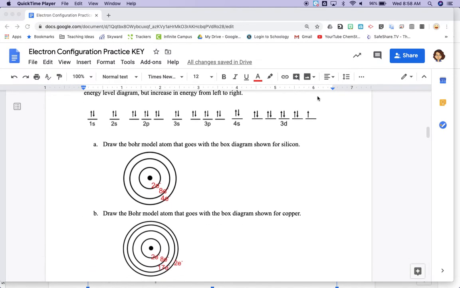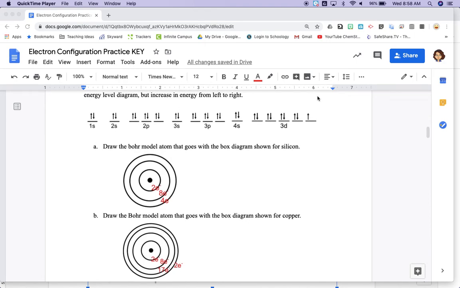The first two questions that went with number 1 involved drawing a Bohr model for the atom that goes with each of the diagrams, one for silicon and one for copper. To try to make the answer key easier to read, I simply labeled how many electrons would be in each of the energy levels. Following the energy level diagram for silicon, the first energy level should have 2 electrons, the second one should have 8 electrons, and the third one should have 4 electrons. You may have drawn those as dots, and that's just fine. I thought it was a little easier to read if I put the numbers in.